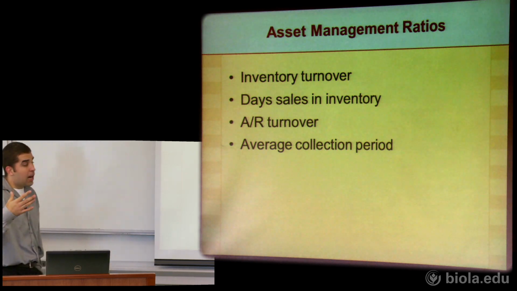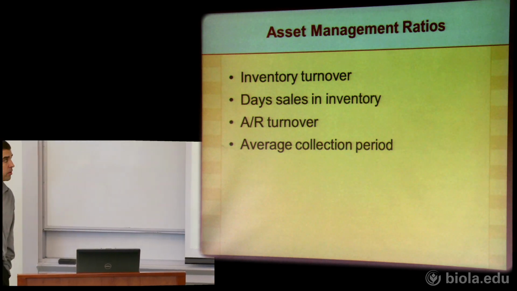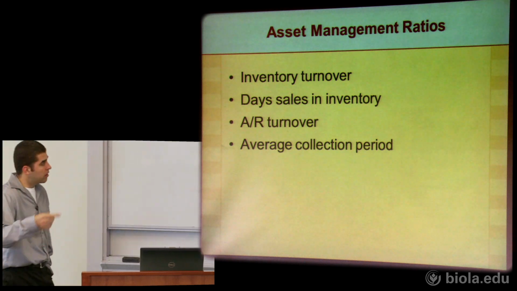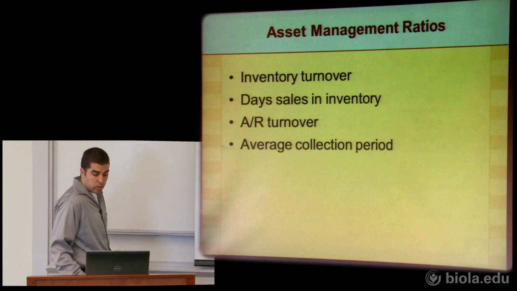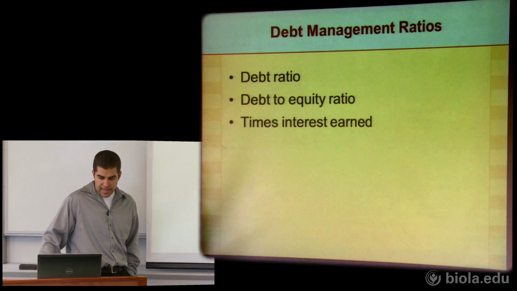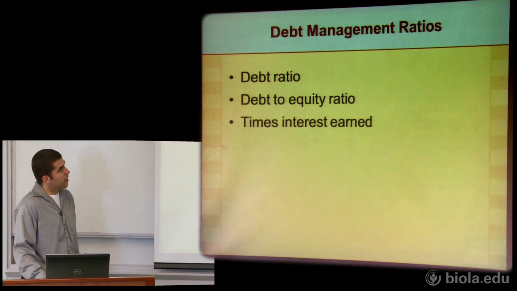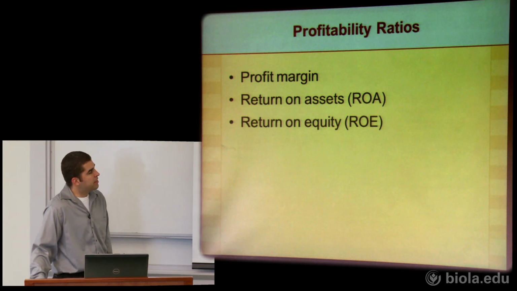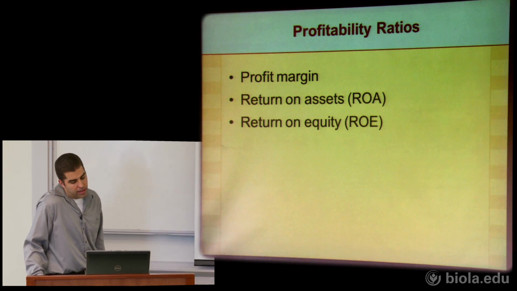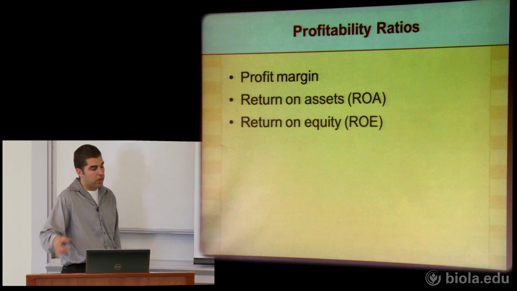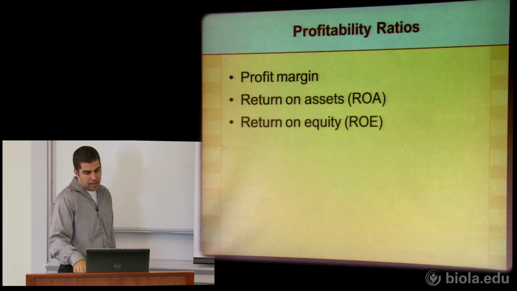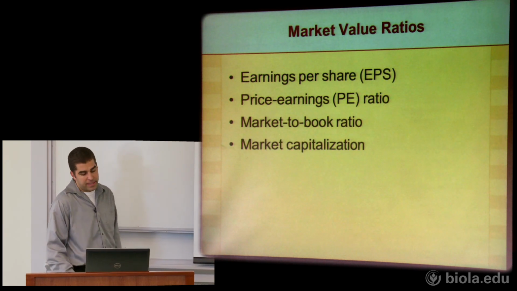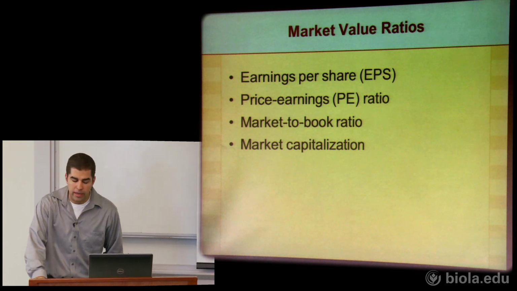Asset management ratios: how well are we using the assets that are entrusted to us? How well are we turning our inventory over? How well are we collecting our accounts receivable? We're going to look at some of those. Debt management ratios: how well are we controlling our debt? Profitability ratios. Remember, one of our other business goals is profitability in addition to liquidity, so how profitable are we? We're going to look at a couple different ways to assess that. And then market value ratios: how is our business in accordance with how it's valued out in the market?